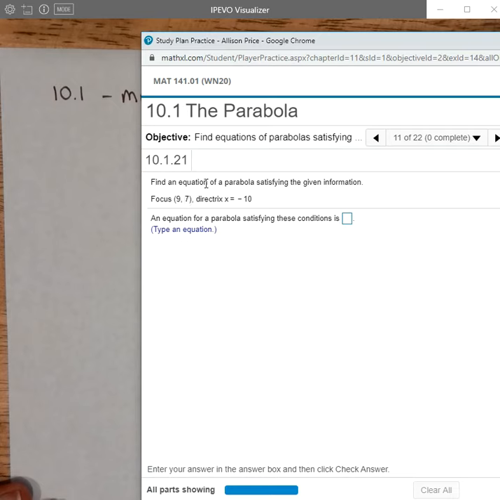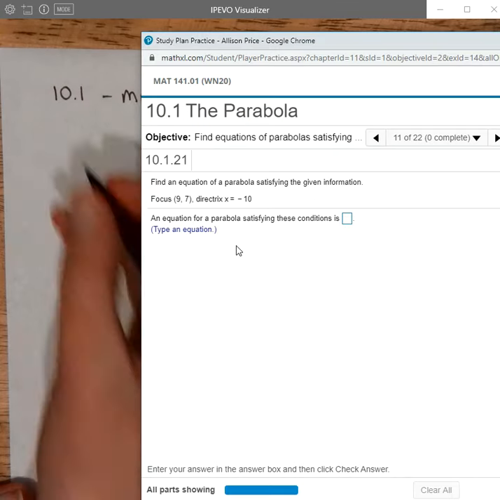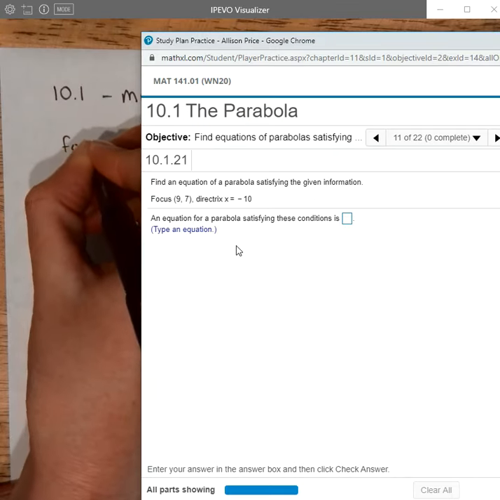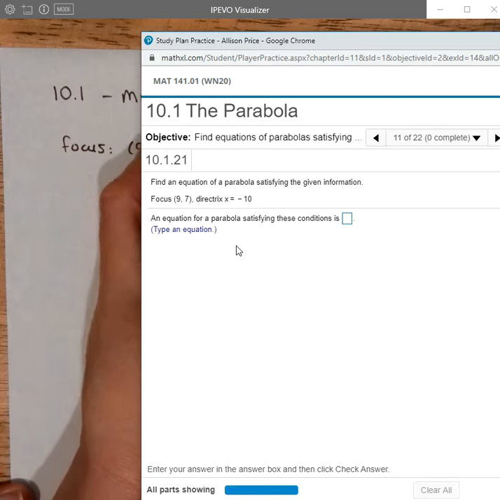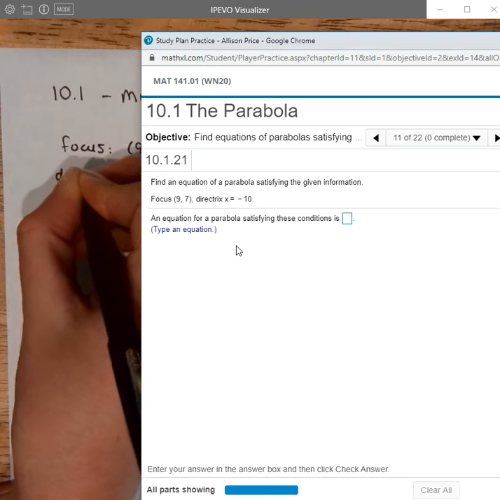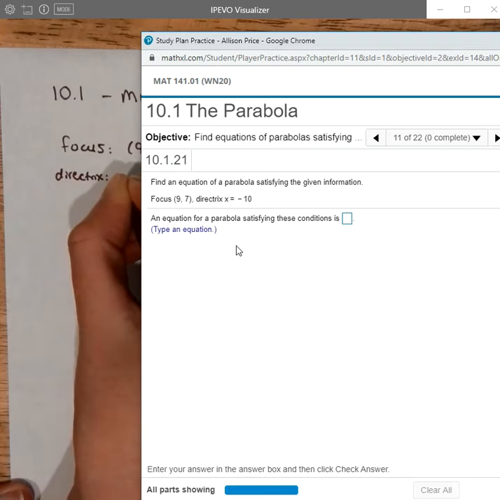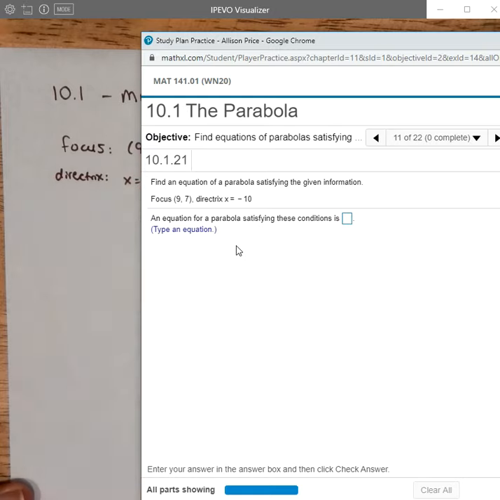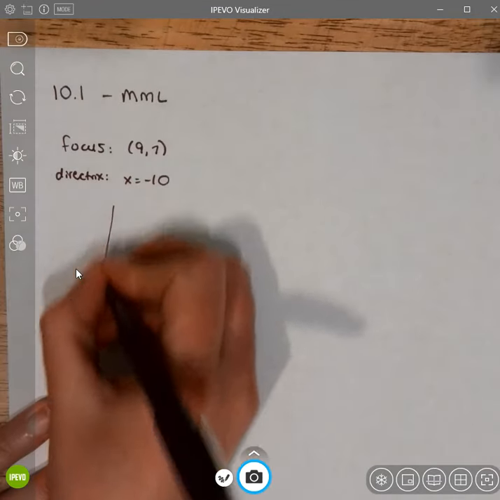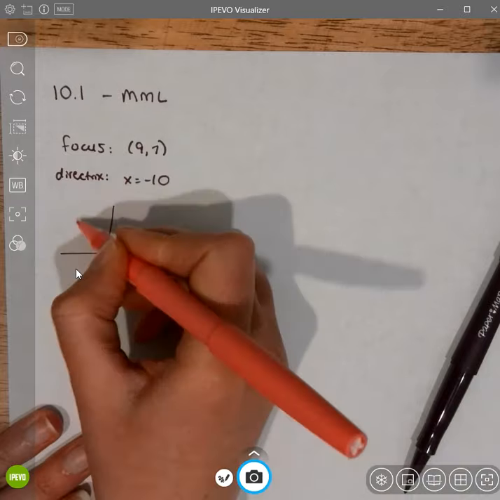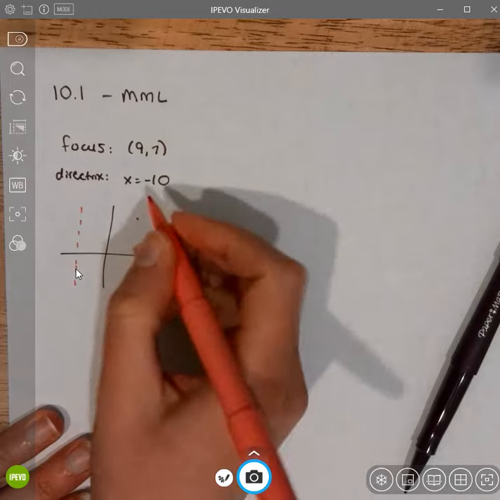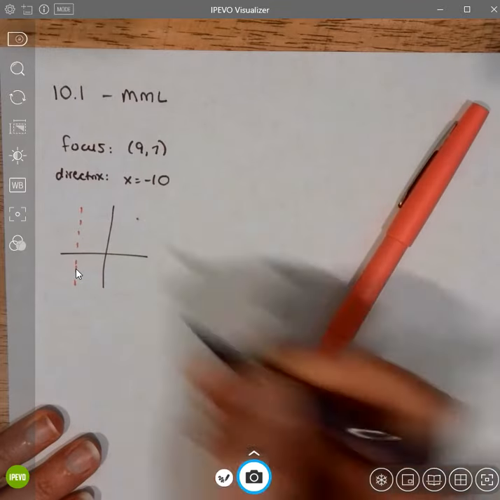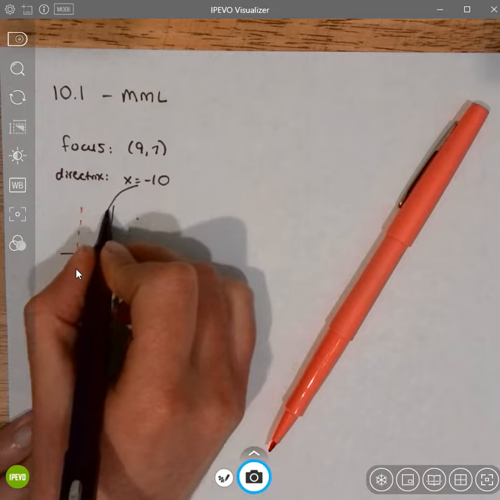And so the first type asks me to write the equation of a parabola that satisfies the given information. This one gives us some information about the focus and the directrix. So the focus is 9, 7, and the directrix is x equals -10. Okay, so the first thing I notice about this one is that we have a sideways parabola since we have a vertical directrix, and then our focus is up here at 9, 7, and so my parabola is going to be something that goes between them.